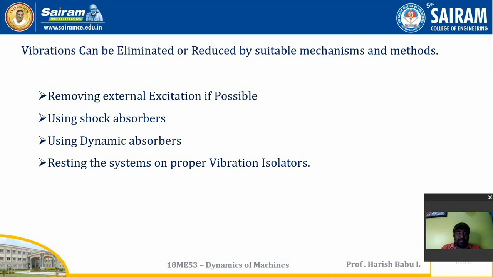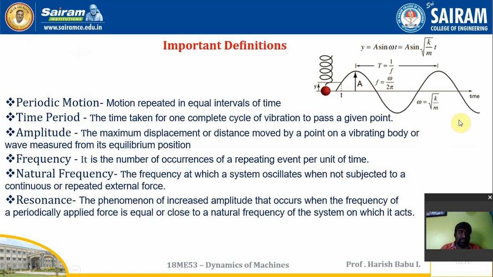Resting the system on proper vibration isolators is another way. If you keep the vibrating body on isolators, you can control the vibration of the objects. So, what are the important definitions you're going to see in vibration? I've shown a wave over here. Periodic motion is the motion which is repeated in equal intervals of time. Non-periodic means the motion will be there, but it won't be periodic. Irregular motions will be taking place.